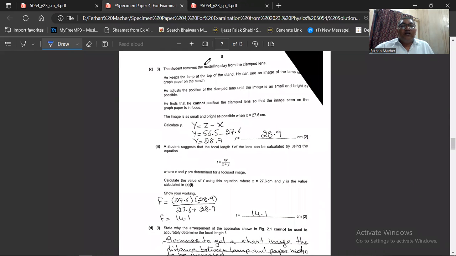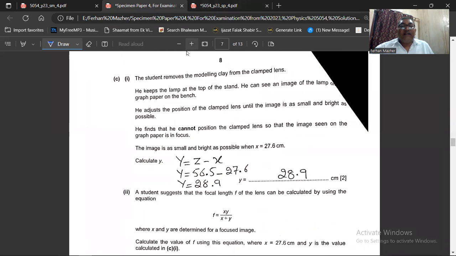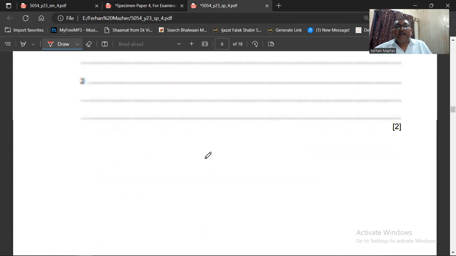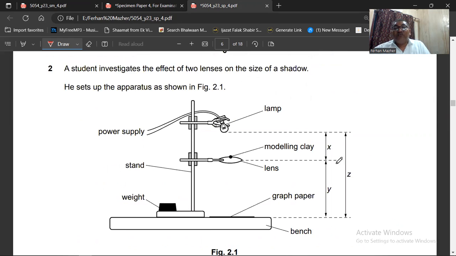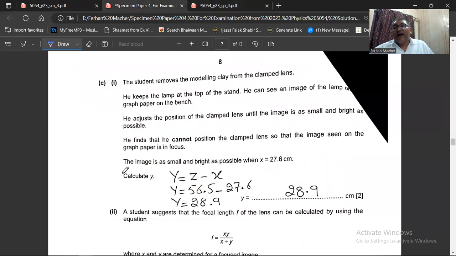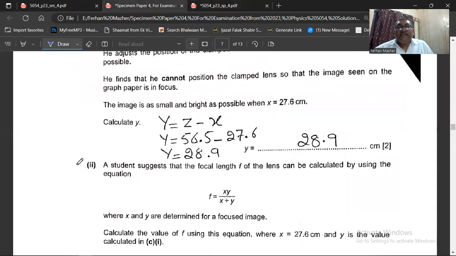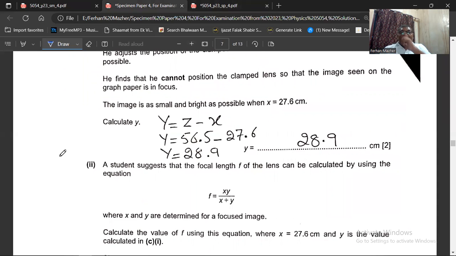So from that figure I can tell you the y. From this figure, y is equal to z minus x. I know this z, that is 56.5, and I know the x value, so I can find the y. The y will be z minus x, that is 56.5 minus the x value he just told us, 27.6, and that will be 28.9. So the y value is 28.9.